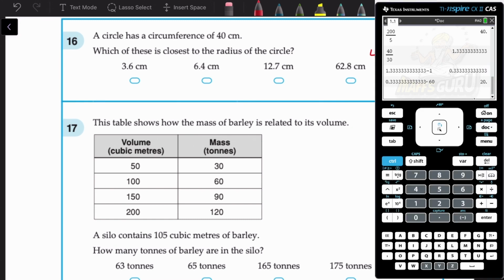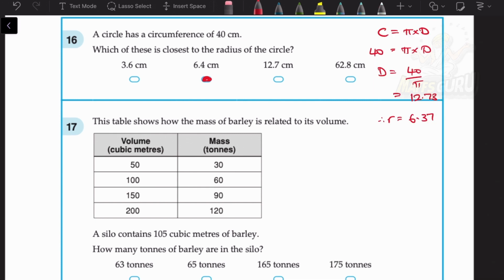So once again, firing up my calculator, I'm going to do 40 divided by pi. Hit enter. Now that's my diameter. So my diameter would be 12.73. If I then divide that by 2, that's my radius. So therefore my radius is 6.37 or 6.4. So there's my answer of 6.4.